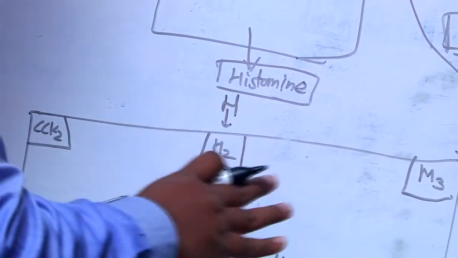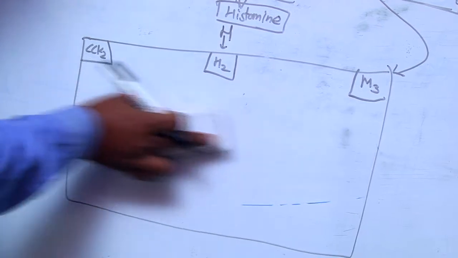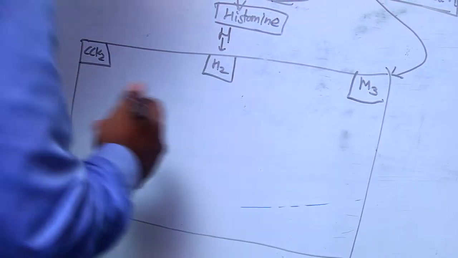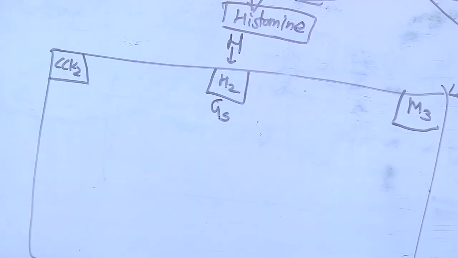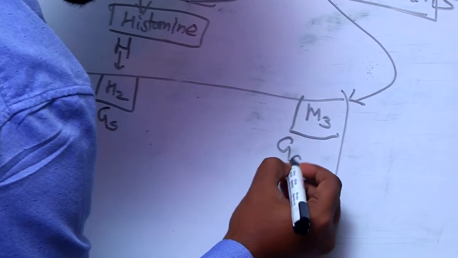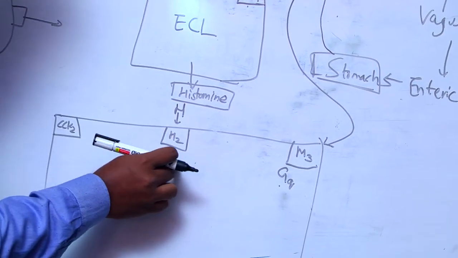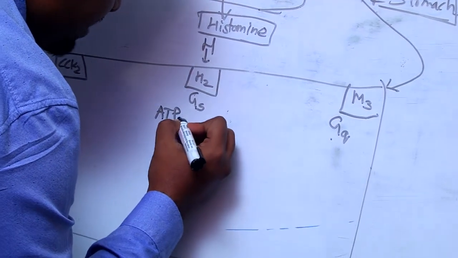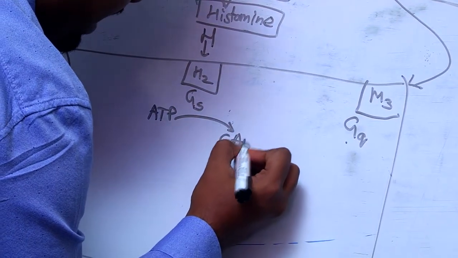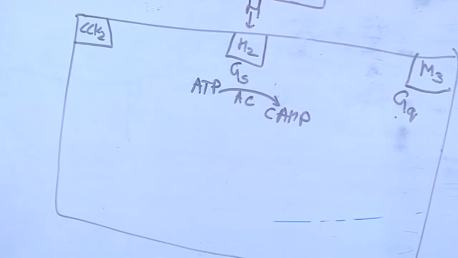We need to know the classification of each receptor to understand their functions. This H2 receptor is a GS type of receptor. M3 receptor is a GQ type of receptor, right? The M1, M3, M5, they all are GQ type of receptor. So what is GS here and how does it act? Here the ATP is ultimately converted to cyclic AMP because of the action of adenyl cyclase, right?